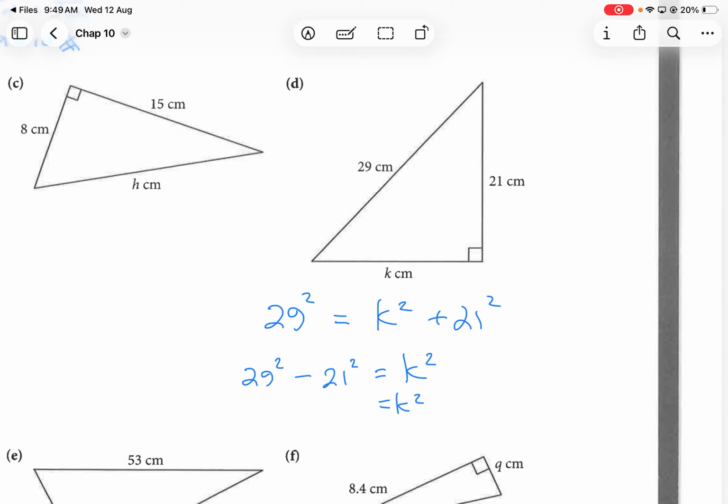Bro, stop watching anime. Hey, 29 squared minus 21 squared is not 8 squared. You have to go and square and then minus. It is 400. It is not 8 squared. You square first, then you minus. Then I square root both sides, I get 20.